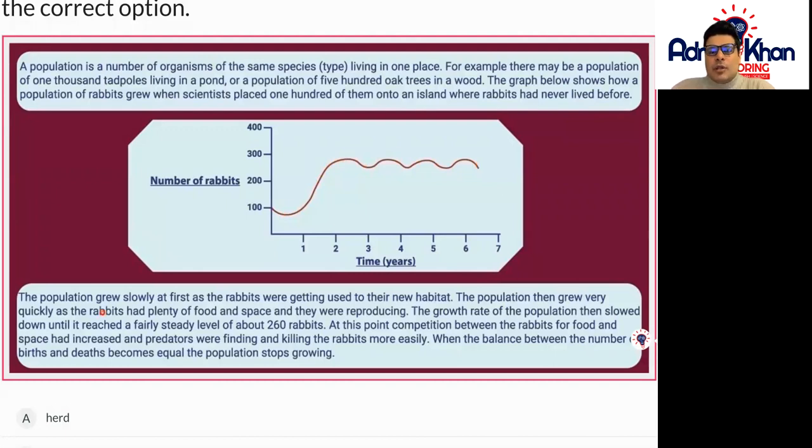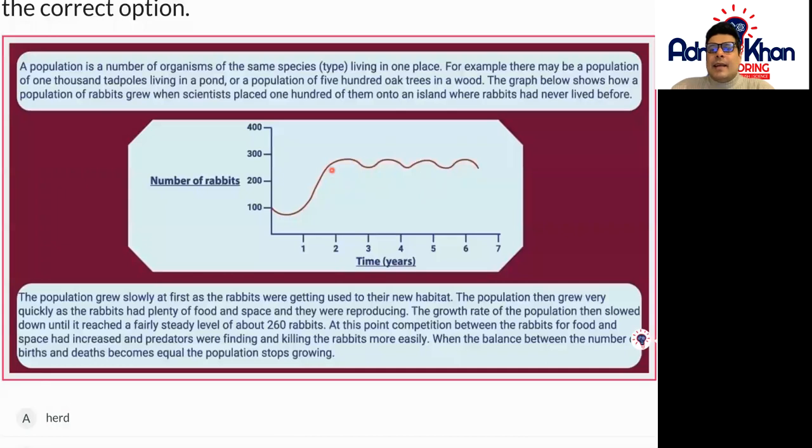So the population grew slowly at first as the rabbits were getting used to their new habitat. The population then grew very quickly as the rabbits had plenty of food and space and they were reproducing. The growth rate of the population then slowed down until it reached a fairly steady level of around about 260 rabbits. At this point, competition between rabbits for food and space had increased and predators were finding and killing the rabbits much more easily. When the balance between the number of births and deaths becomes equal, the population stops growing.